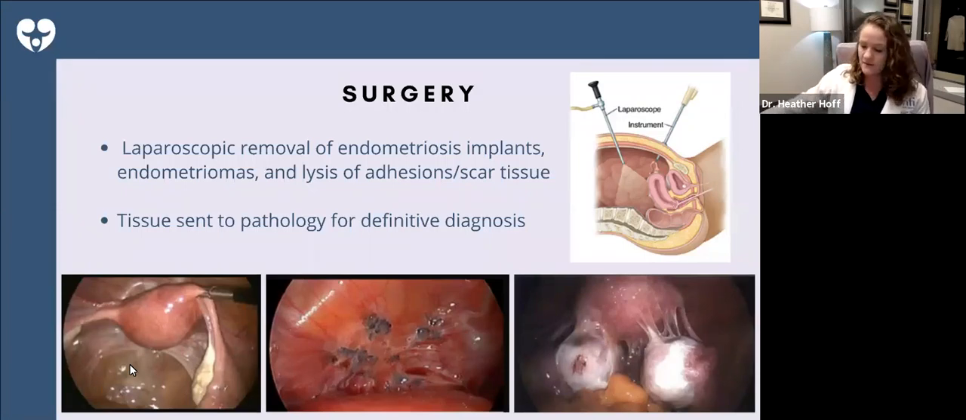As opposed to here, you see some of those dark blue, blackish implants that we were talking about near the bladder. And this is several areas of endometriosis here. The benefit of the surgery is that it can diagnose endometriosis, but it can also treat it, and those implants can be removed.